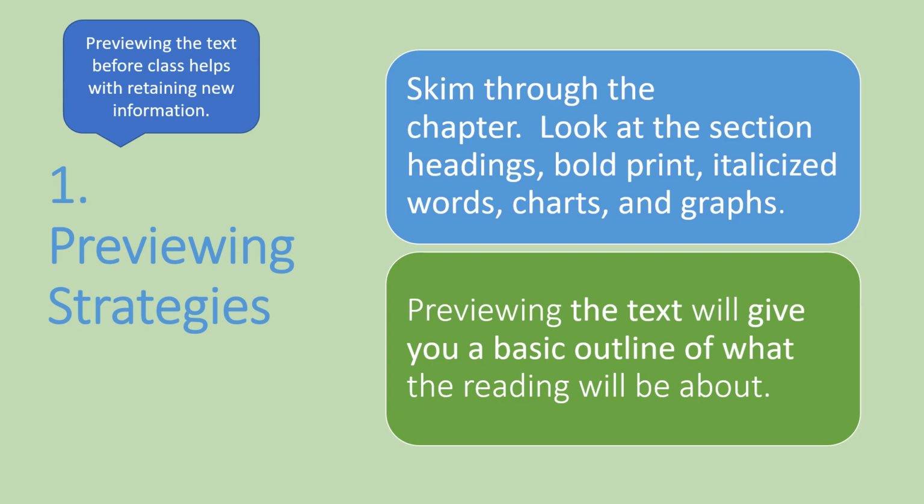The first strategy is previewing the text. Before you start to read, skim through the chapter. Look at the section headings, bold print, italicized words, charts, and graphs. Previewing the text will give you a basic outline of what the reading will be about. This will give you the big picture, so as you're reading, you can start to fill in the details.